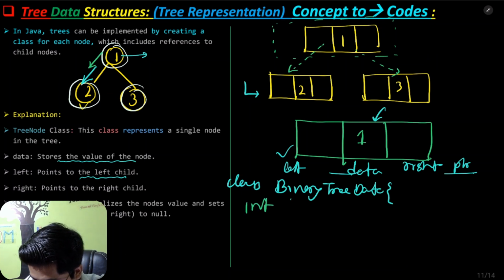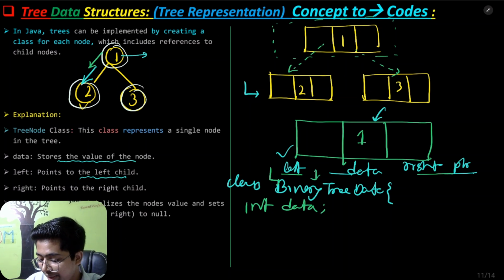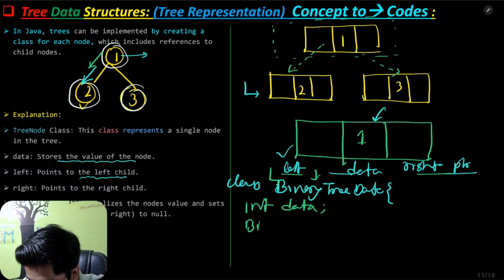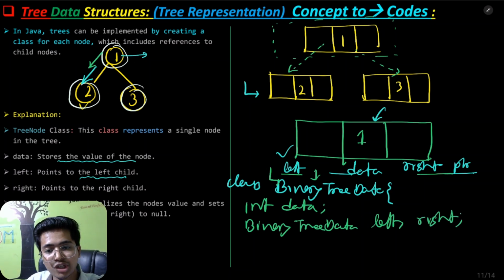Integer data. And in the left section and in the right section, we store memory addresses. Memory address of what? Of this same data type. That's why we have to create the references, the pointers, and for that we'll be creating a data type of this same class, binary tree data. So binary tree data, and this is left for the left position, and this is right for the right. Now this declaration is done.